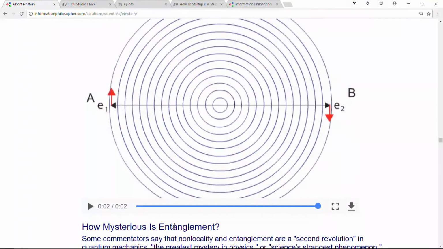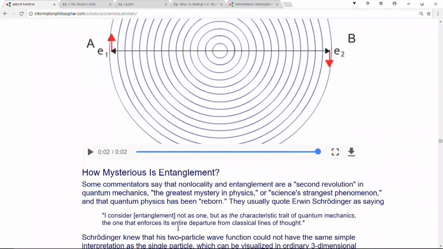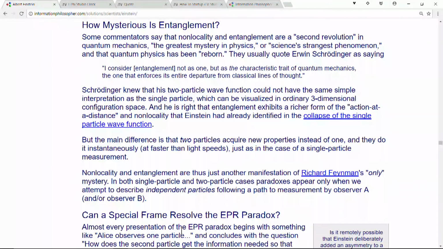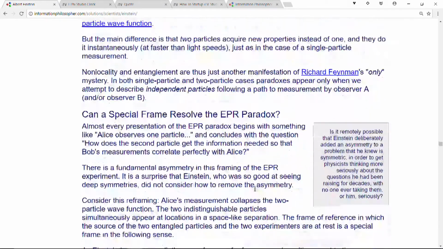Let me go back here for a moment. And so I will at some point be engaging in a discussion of entanglement and find our way out of the Einstein-Podolsky-Rosen paradox.